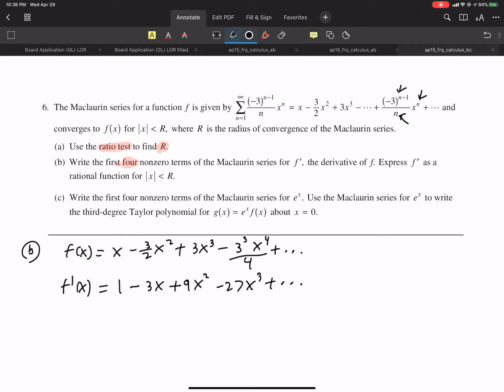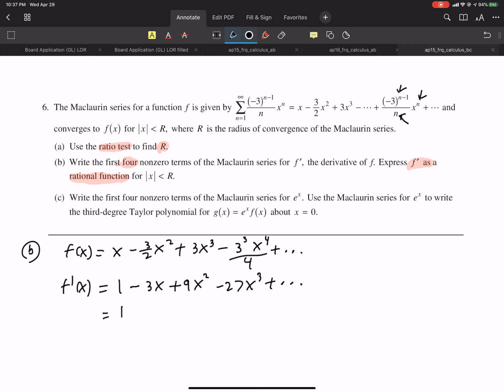All right. I think we're good at this point. So that is f prime. But then here's the part that freaked everybody out. Express f prime as a rational function. So you have to actually find the function that f prime of x equals. We have the series. So here is what you would have to recognize.